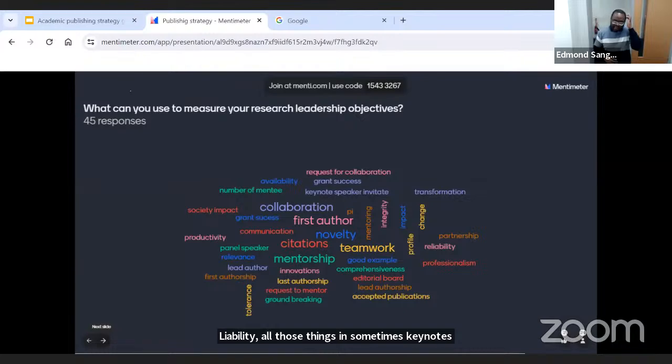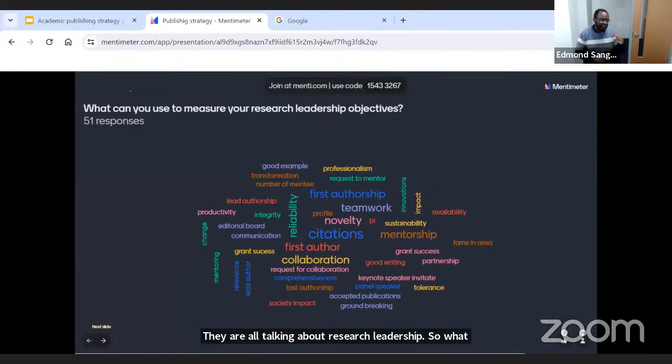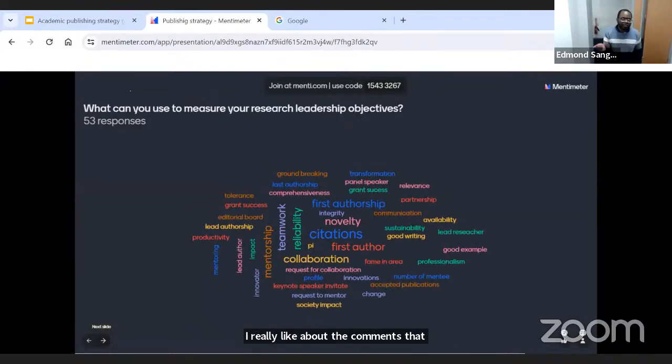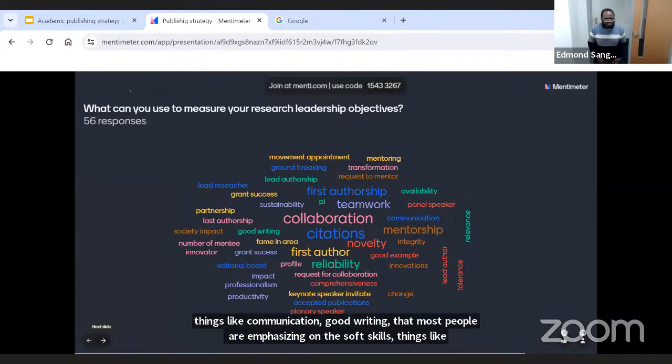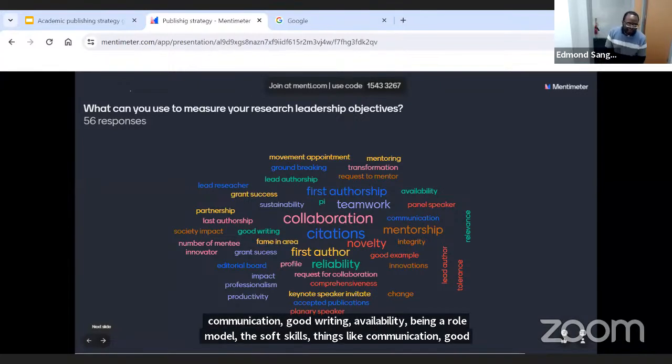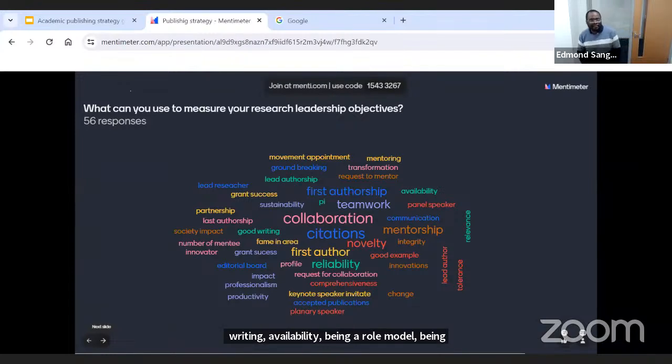So what I really liked about the comments that you wrote, is that most people are emphasizing the soft skills, things like communication, good writing, availability, being a role model, being tolerant, your profile, your professionalism, your societal impact, how you mentor your peers, sustainability. They are kind of soft skills really that we need to see in a leader, right? Which is really good.